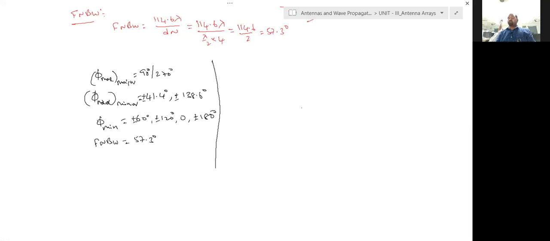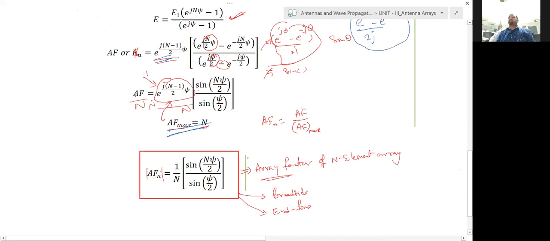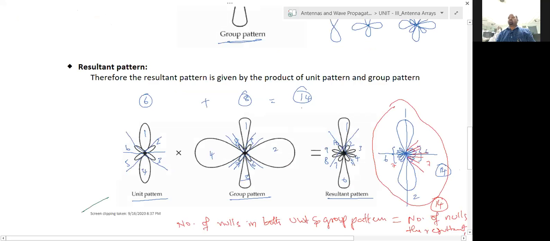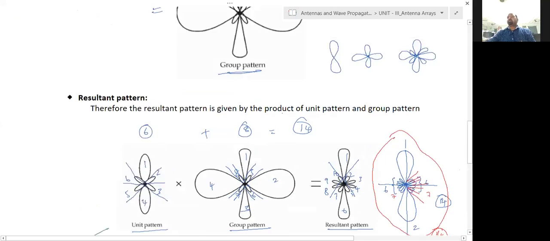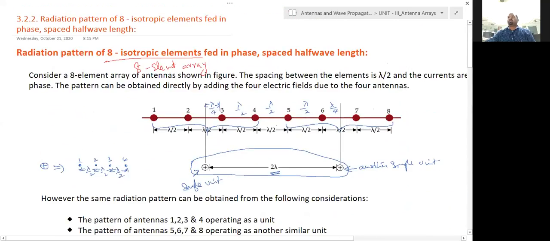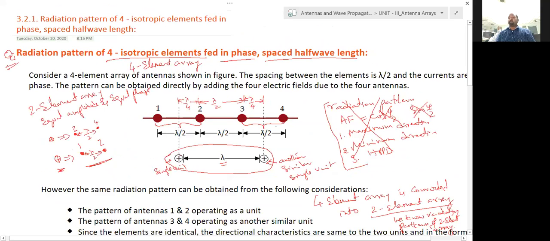By using the principle of multiplication of pattern, let me show you that. Earlier we discussed the principle of multiplication of pattern. This is an 8-element array. And this we have discussed earlier: the radiation pattern of 4-element isotropic elements, or a 4-element array, fed in phase, spaced half wavelength.